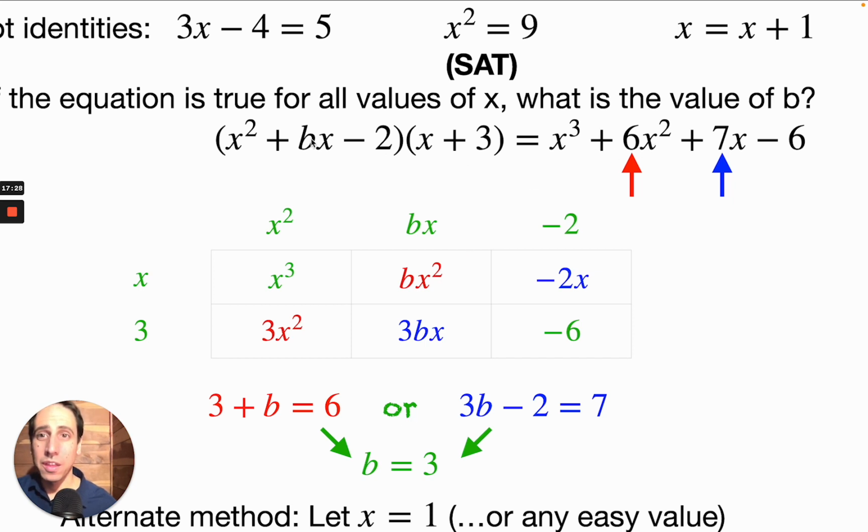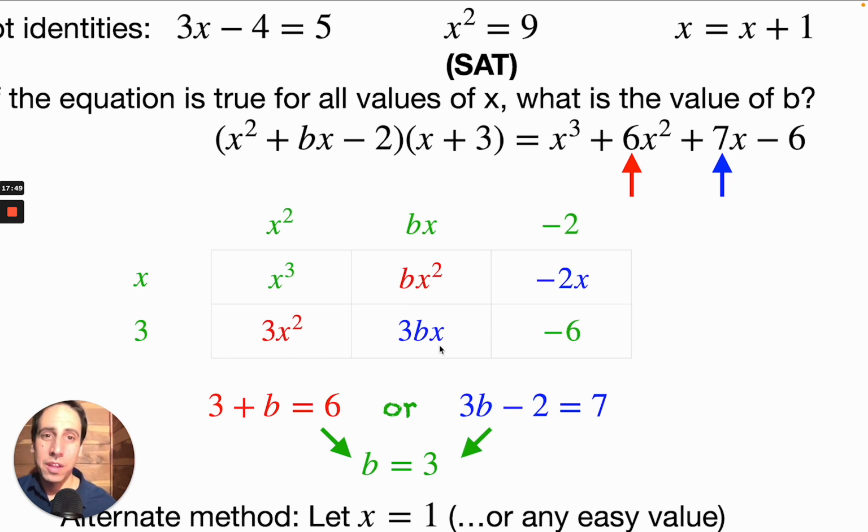We're given that the equation is true for all values of x. This is supposed to be an identity. We have to choose the value of b that would actually make this an identity. So this plus this would have to be equal to this. If that's true, then the 3 plus the b would have to equal 6. 3 plus b equals 6.